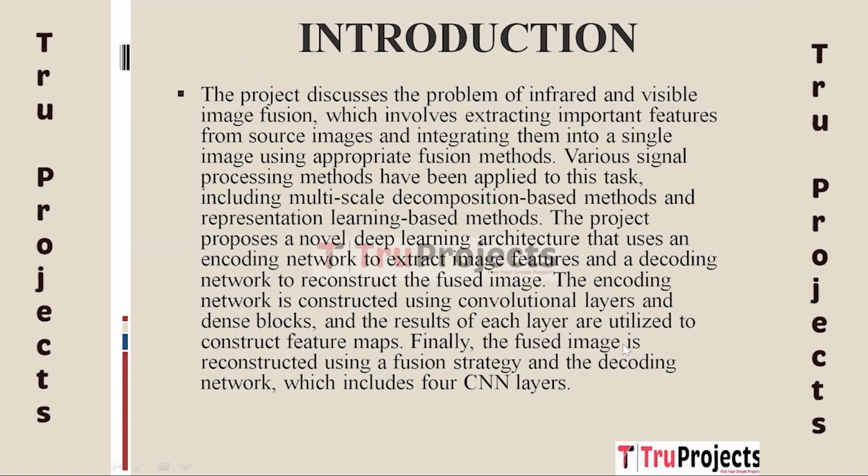Introduction. The project addresses the challenge of fusion of infrared and visible images, which entails identifying essential elements from source images and combining them into a single image using appropriate fusion algorithms. This task has been approached using a variety of signal processing methods, including multi-scale decomposition-based methods and representation learning-based methods. The project presents a revolutionary deep learning architecture that extracts image features using an encoding network and reconstructs the fused image using a decoding network.